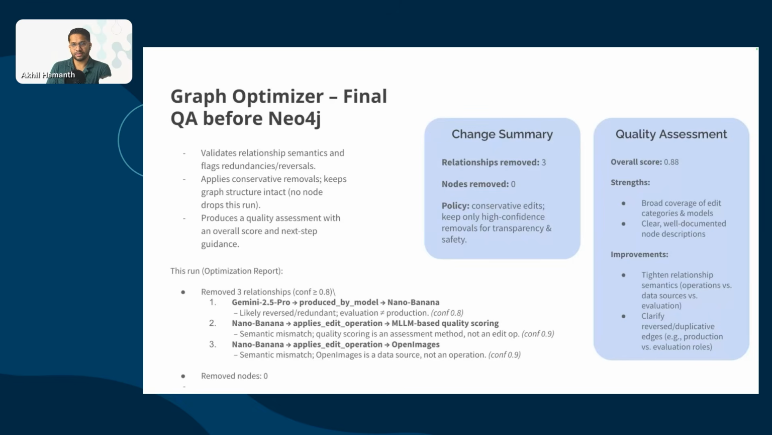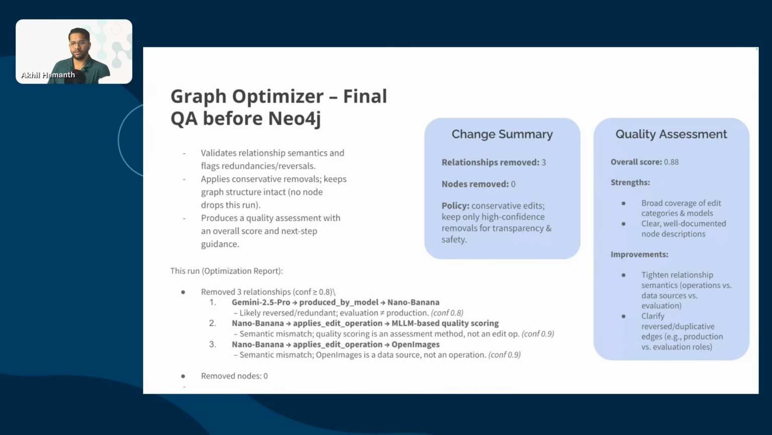For example, in this particular run that we did, it removed three relationships, which are Gemini 2.5 Pro produced by model, and Nano Banana. It was likely redundant, and the reasoning is what it says: likely reversed or redundant. Then Nano Banana applies edit operation to an MLM-based quality scoring. This is a semantic mismatch. Quality scoring is an assessment method, not an edit op.